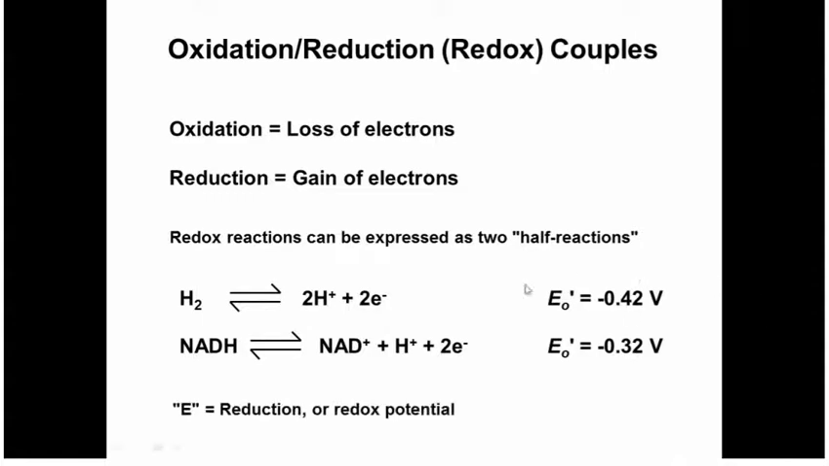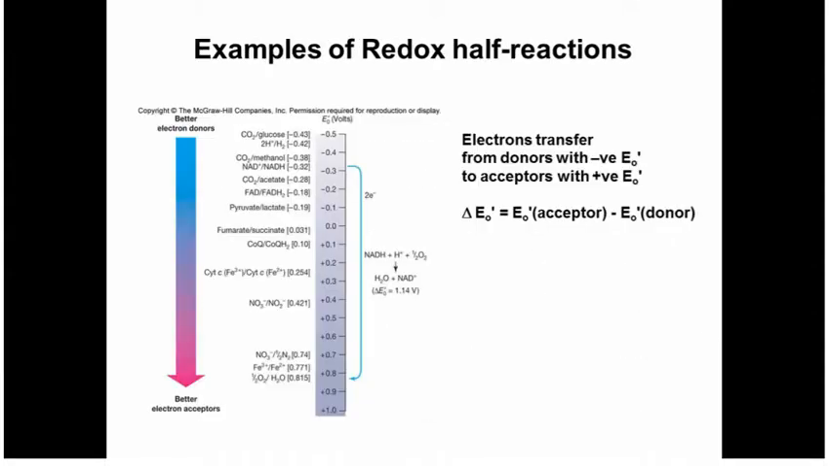And so each kind of molecule that can exist in a reduced or an oxidized form can be classed as a good or bad electron donor or electron acceptor. So good electron donors have got negative redox potential. Okay, good electron acceptors have positive redox potential. And that means that electron transfer will occur from donors with a negative redox potential to acceptors with a positive redox potential.